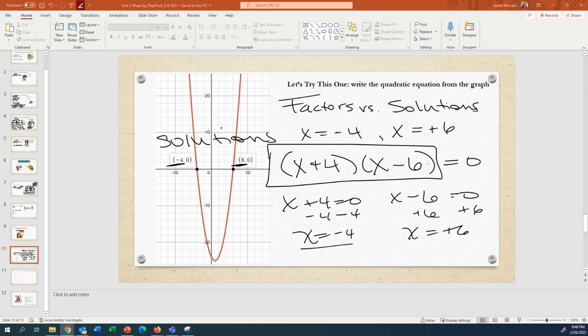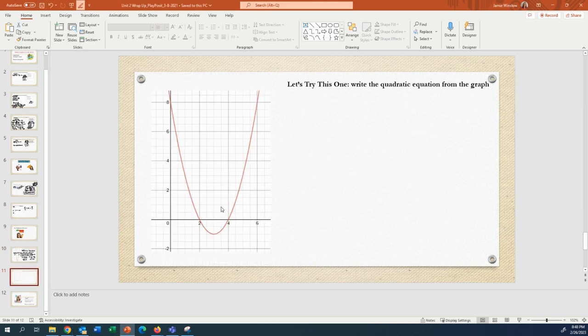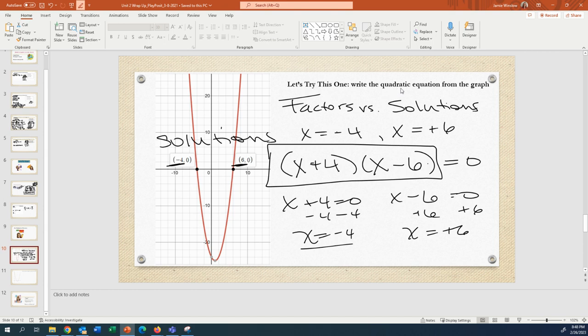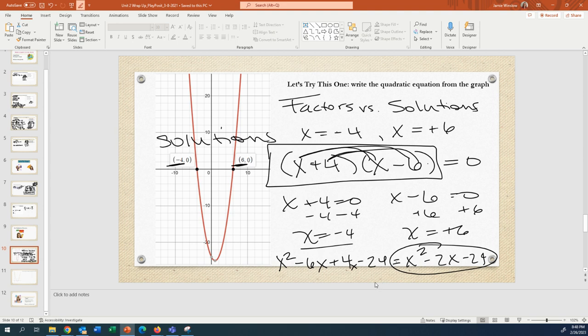Let's try another one. Write the quadratic equation. Oh, sorry, one more step here. To write the quadratic equation, they would want you to multiply this out. So x times x is x squared. And then I go x times -6, -6x, 4 times x, and 4 times -6. And you get x squared minus 2x minus 24. So we went from the graph and the solutions to the polynomial.